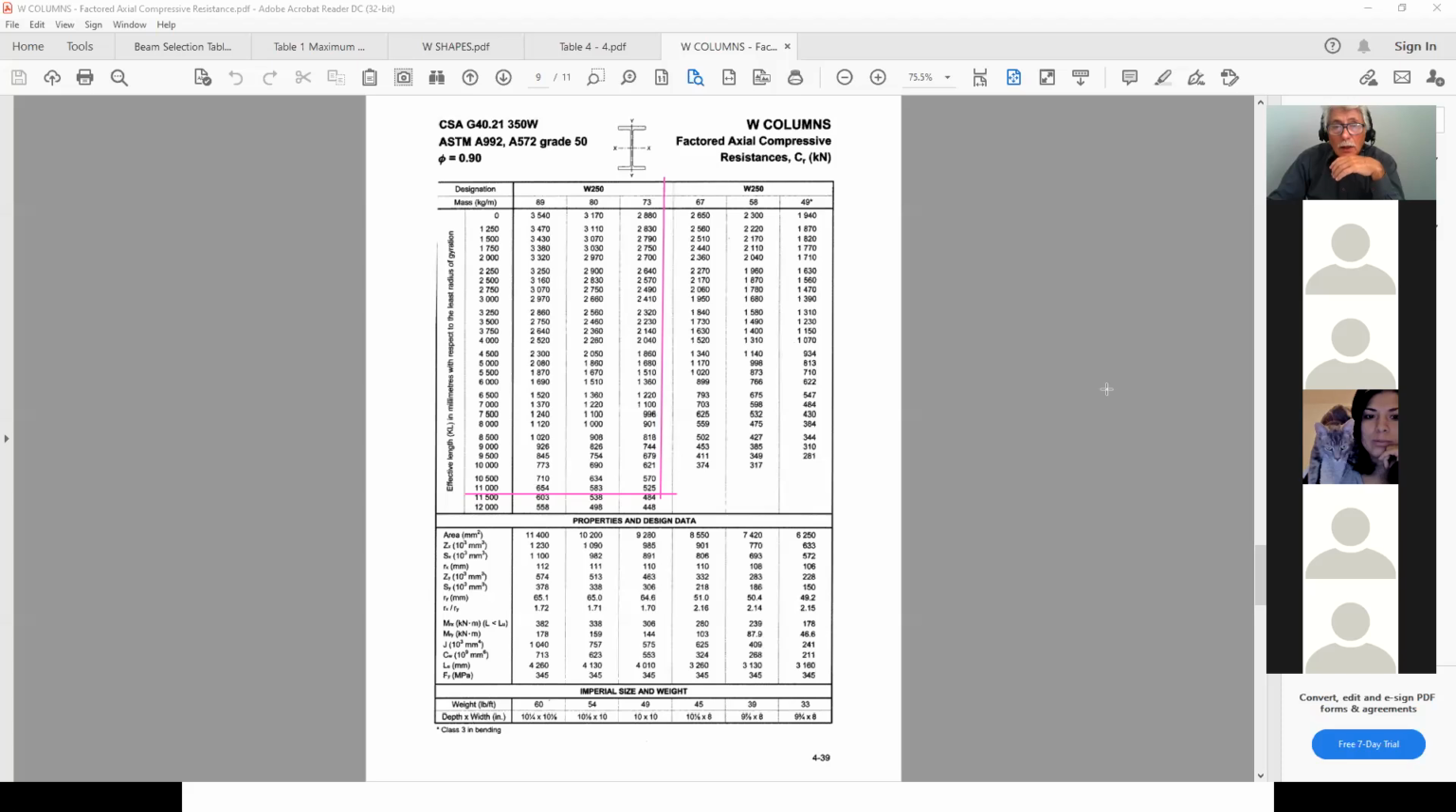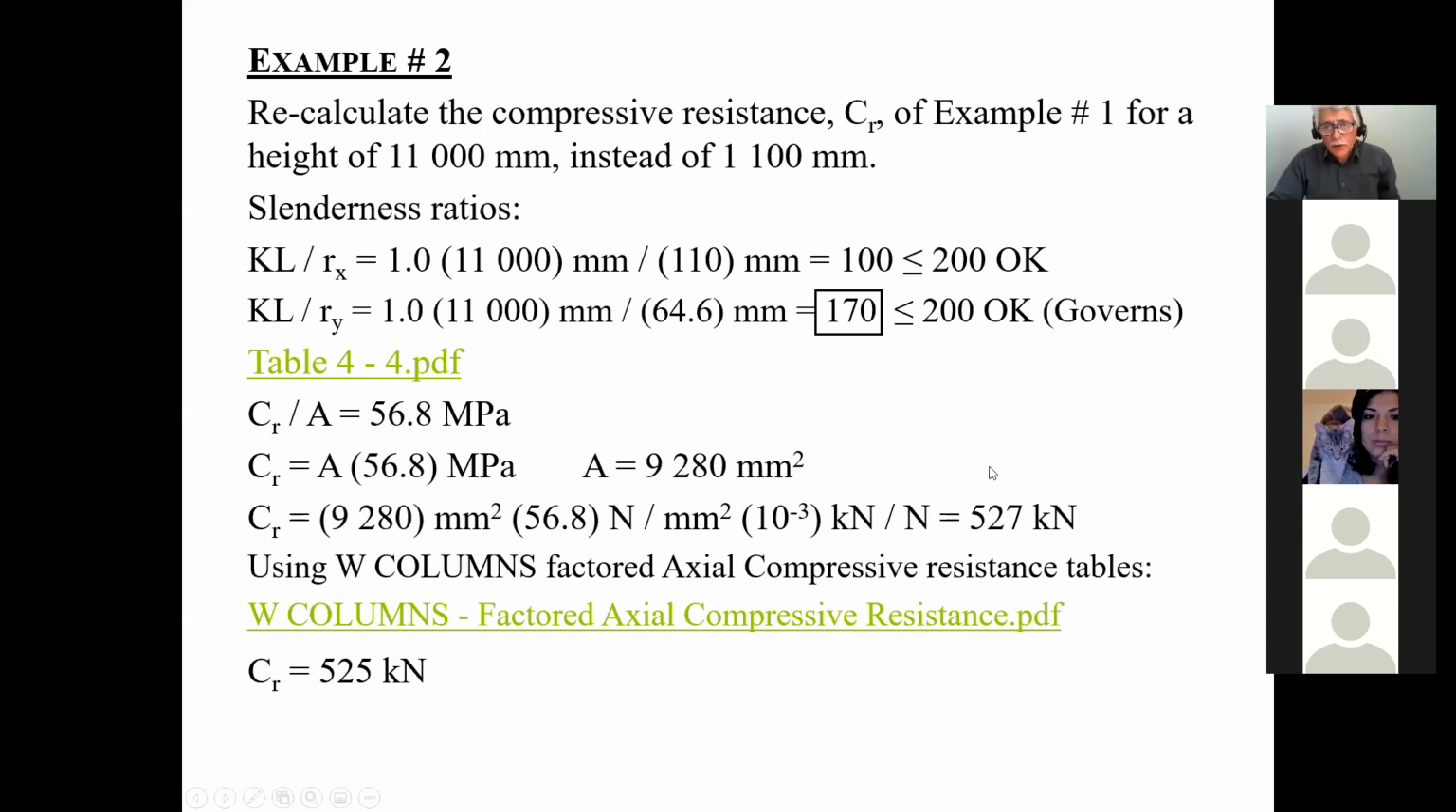Wow. And this also gives you an appreciation of how drastically the length affects the resistance. You see how it starts dropping significantly. At the beginning it's very small, and then it really slopes down quite a bit. You understand? So I have 525, and this one gave me 527, this one gives me 525. They're in the same ballpark. They're both correct. So that's number two.